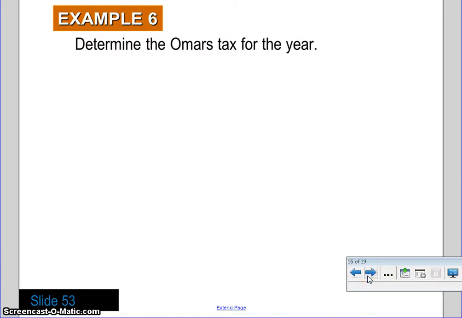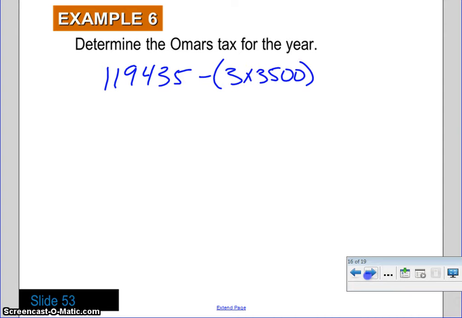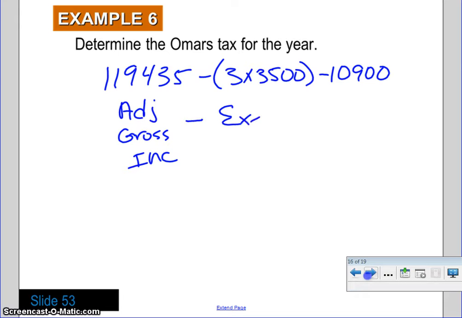Okay, determine the Omars' tax for the year. So we know that we had taxable income of $119,435. We know that they had 3 exemptions, and each exemption is offered at $3,500, minus their standard deduction of $10,900. So we have the adjusted gross income minus the exemption deductions, which there were 3 of them.